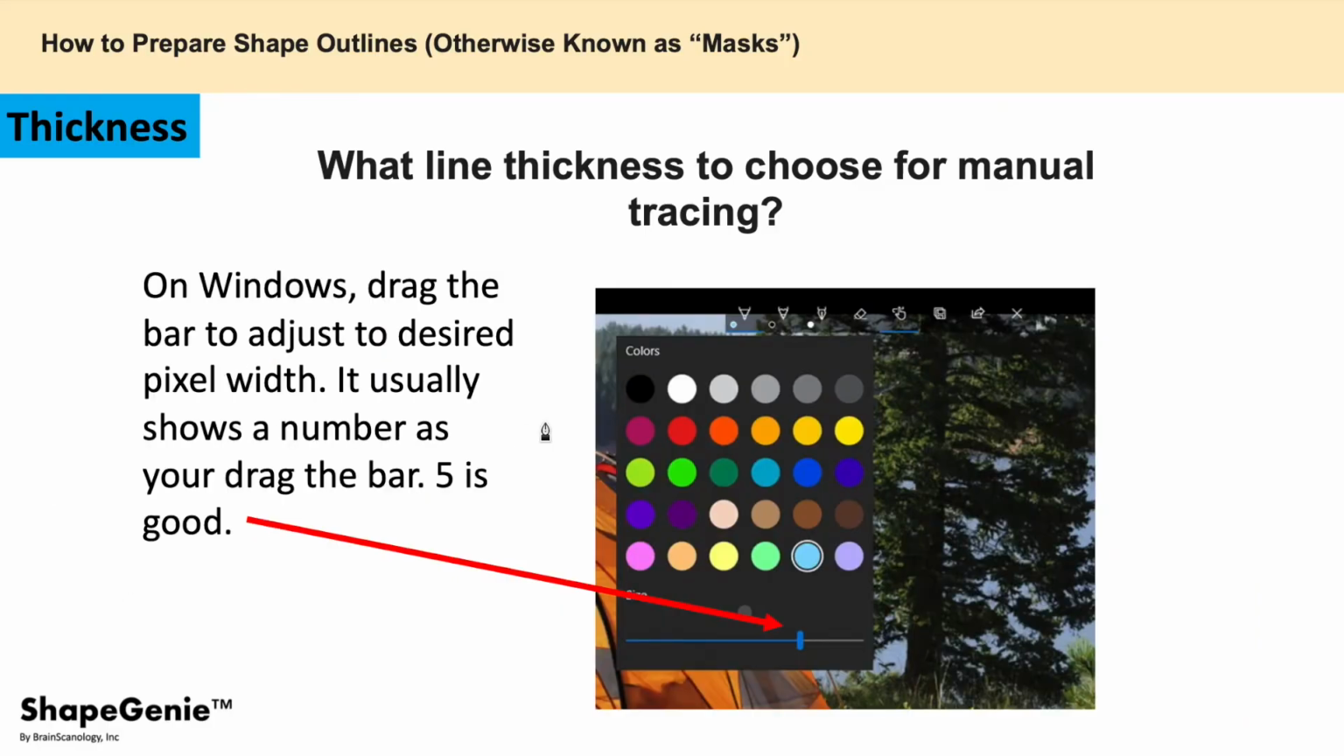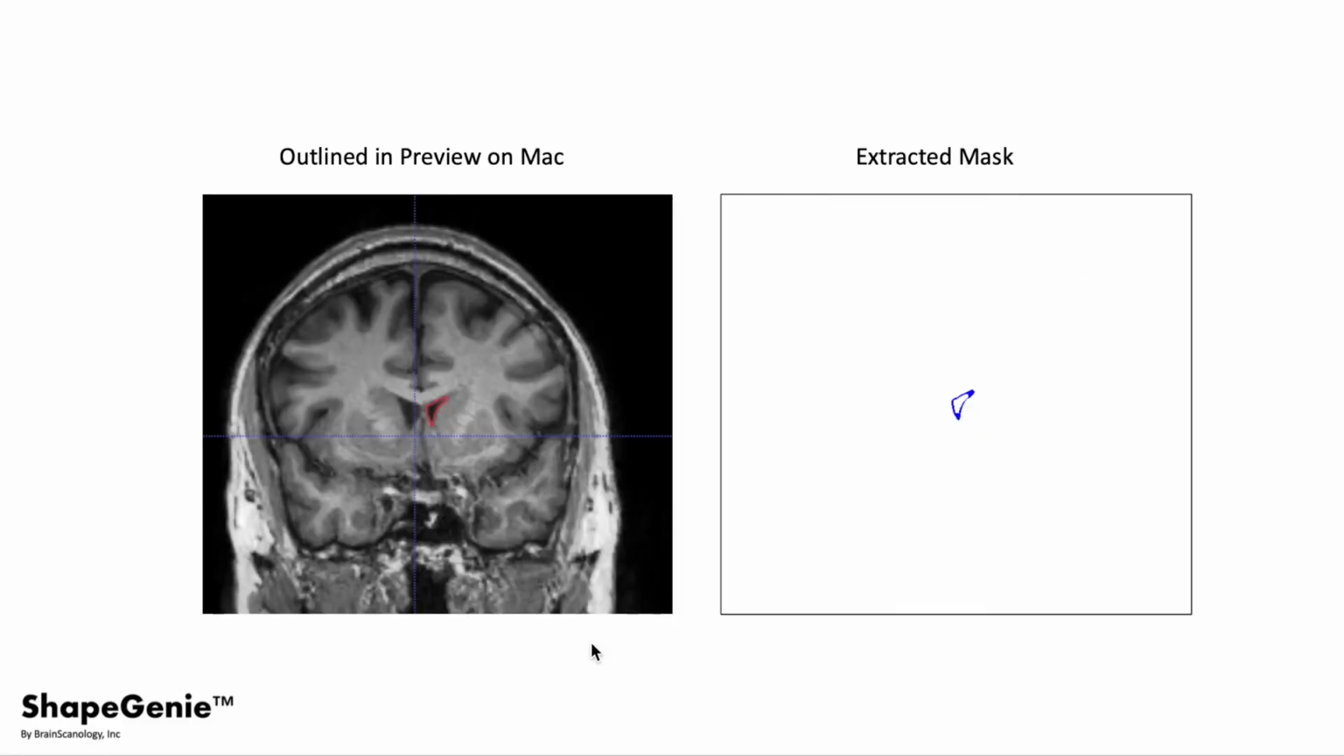For those on PC, the built-in photo editing software on Windows usually has this sliding scale that you can pull left and right to increase or decrease the size of your line. We recommend 5 pixels, which is around right here. Now, the 2 photo editing softwares I just talked about allow you to trace objects on this image, as you see here, and this is done in the Preview software on a Mac.